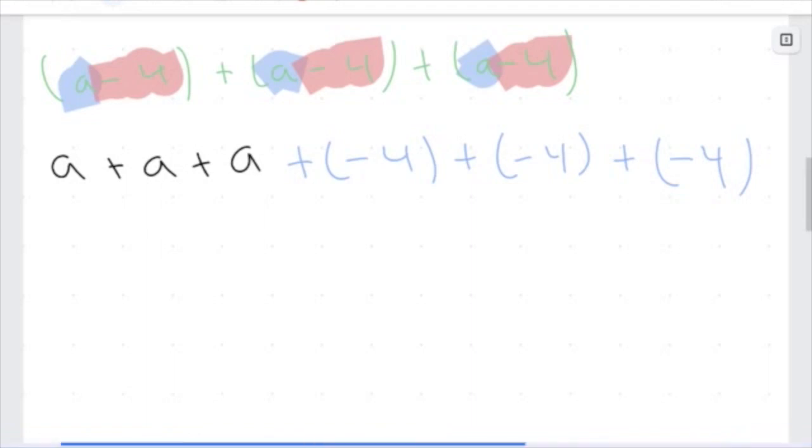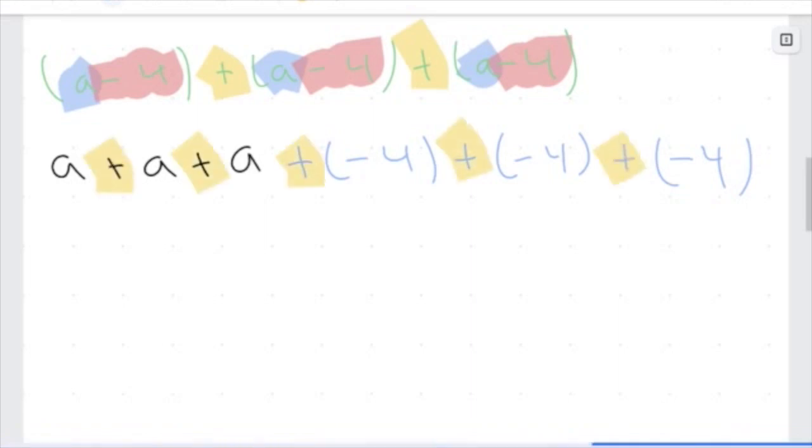And it's the sign, the positive or negative, that is kind of important here. But we're adding these, as we can see here and here. So all of these are going to be additions. And I end up with a plus a plus a plus minus 4 plus minus 4 plus minus 4.